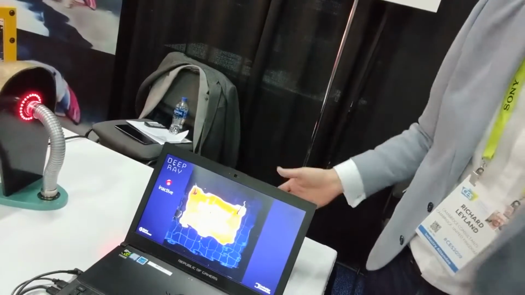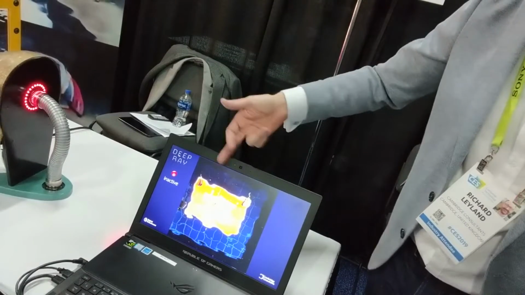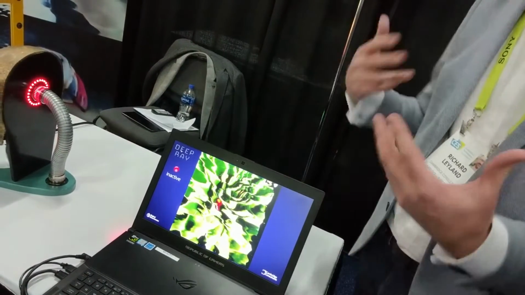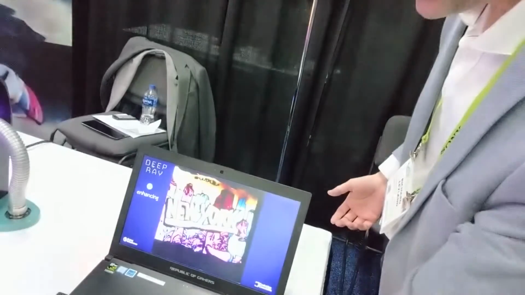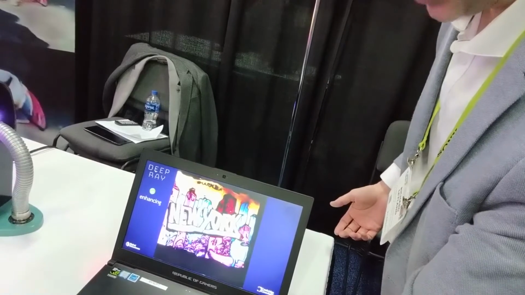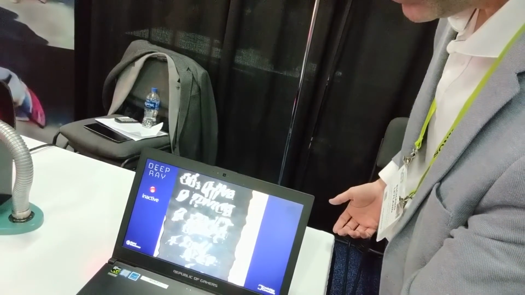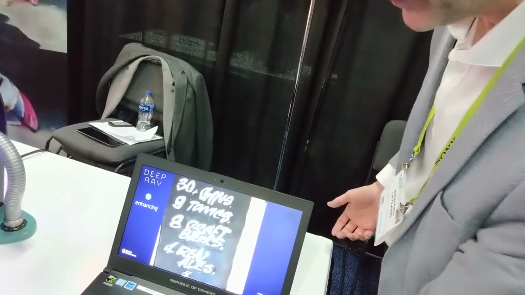So if you have a look here, clearly you're looking at a bunch of distorted images, right? The camera is struggling to make sense of what's behind it. Then we apply DeepRay, the platform, and what you get, before and then after. Go to the next one, before and then after.